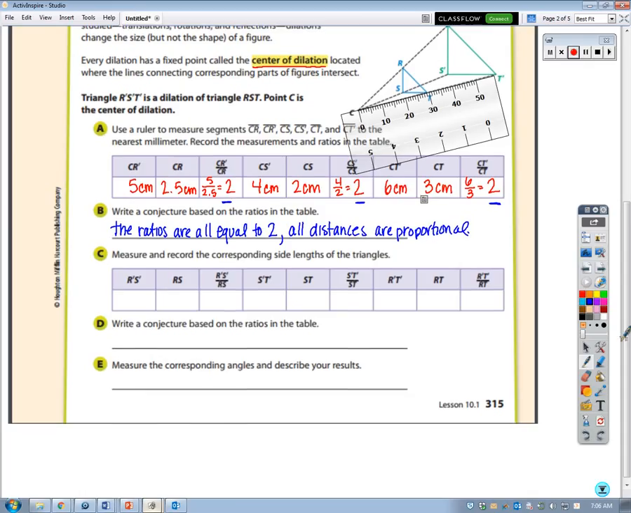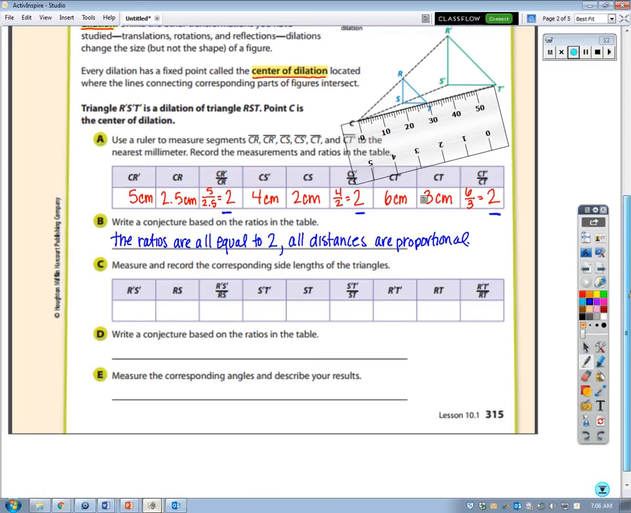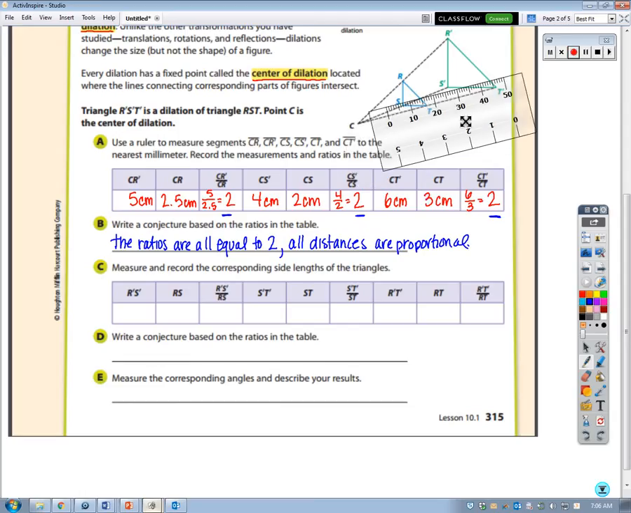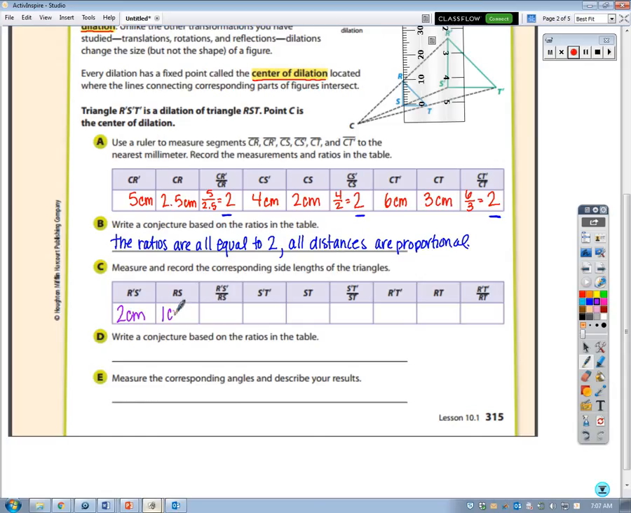Okay, so we're going to do R prime, S prime, and then RS. Oh, I need to come up just a little bit here. So R prime, S prime is this one, and then RS is here. So I'm going to take my ruler, spin it around, and I've got R prime, S prime is 2 centimeters. Make sure I put my units down. And then I'm going to slide this here. And RS is 1 centimeter.